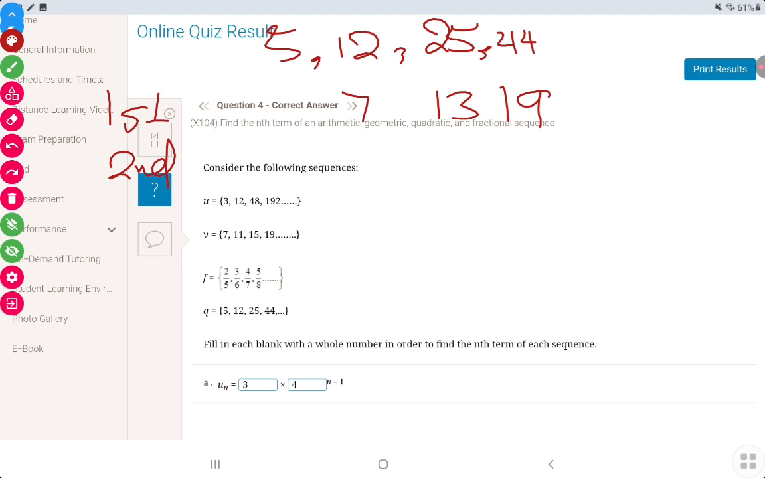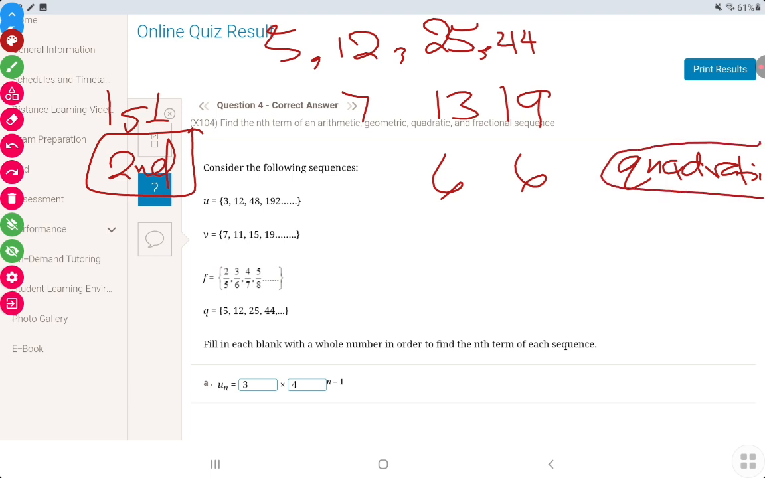13 minus 7 is 6. And then 19 minus 13 is 6. The second set turned out to be equal, which means it's a quadratic sequence. And then we can also check if it's geometric or not. If it's quadratic, that means it's definitely not linear, it's definitely not cubic, but we can also check for geometric. 12 divided by 5 is 2.4. 25 divided by 12 is 2.08. So the ratio is not equal, we know it's not geometric. So this sequence is quadratic for sure.